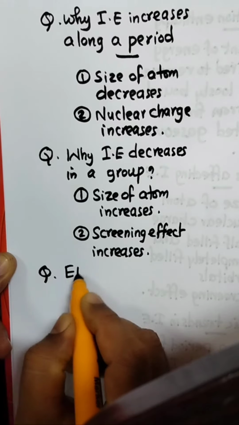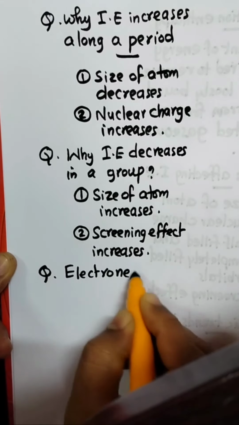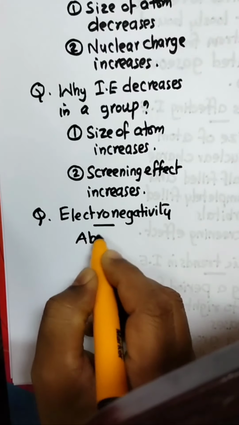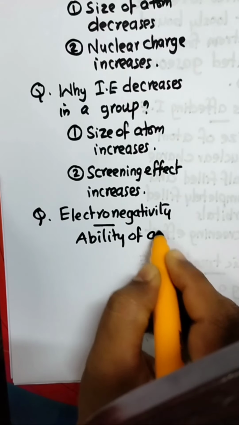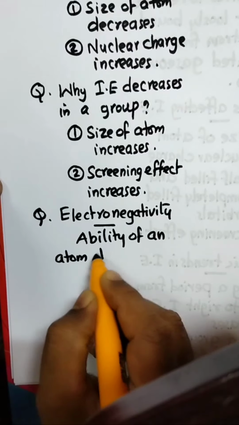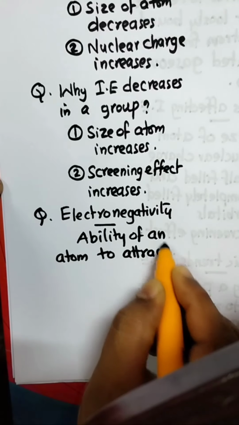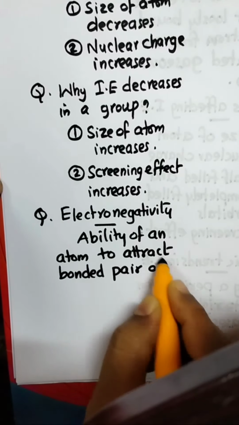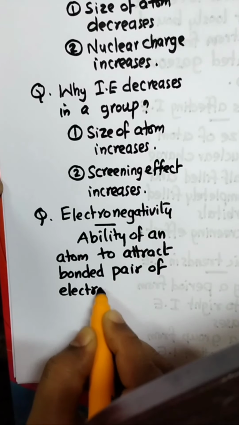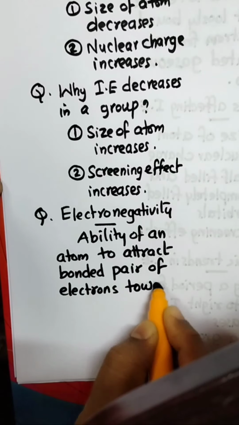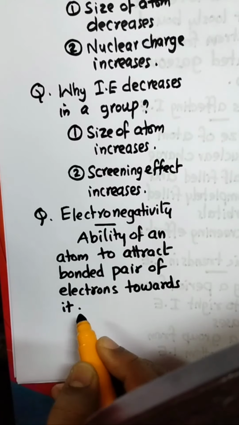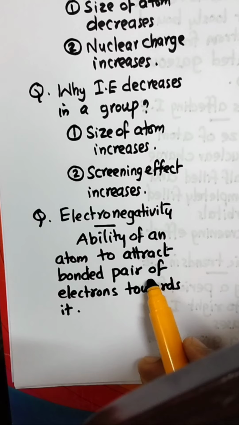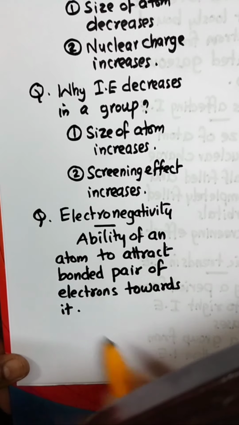Next question, electronegativity. Ability of an atom to attract bonded pair of electrons or shared pair of electrons towards it. It is called electronegativity.